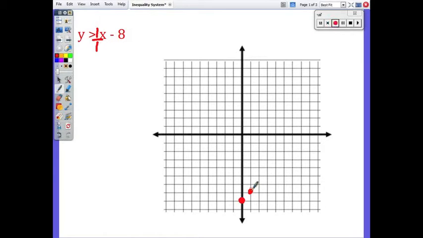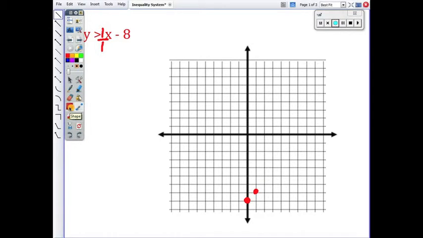Now, since this inequality is greater than, y is greater than x minus 8, we're going to use a dotted line because the solutions on the line do not satisfy this inequality. So we've gone ahead and we've plotted our line.